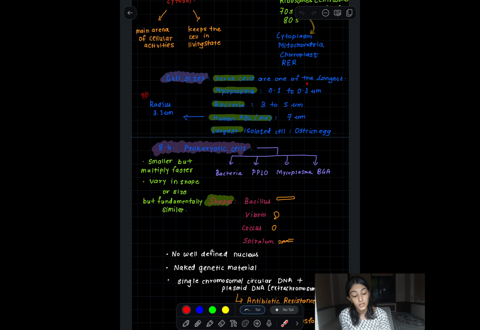The nerve cells are one of the longest cells. The mycoplasma lasts from 0.1 to 0.3 micrometer. Again, this is a little controversial question because in the diagram it is given as 0.1, whereas in the text it is given as 0.3. However, such questions won't be asked.